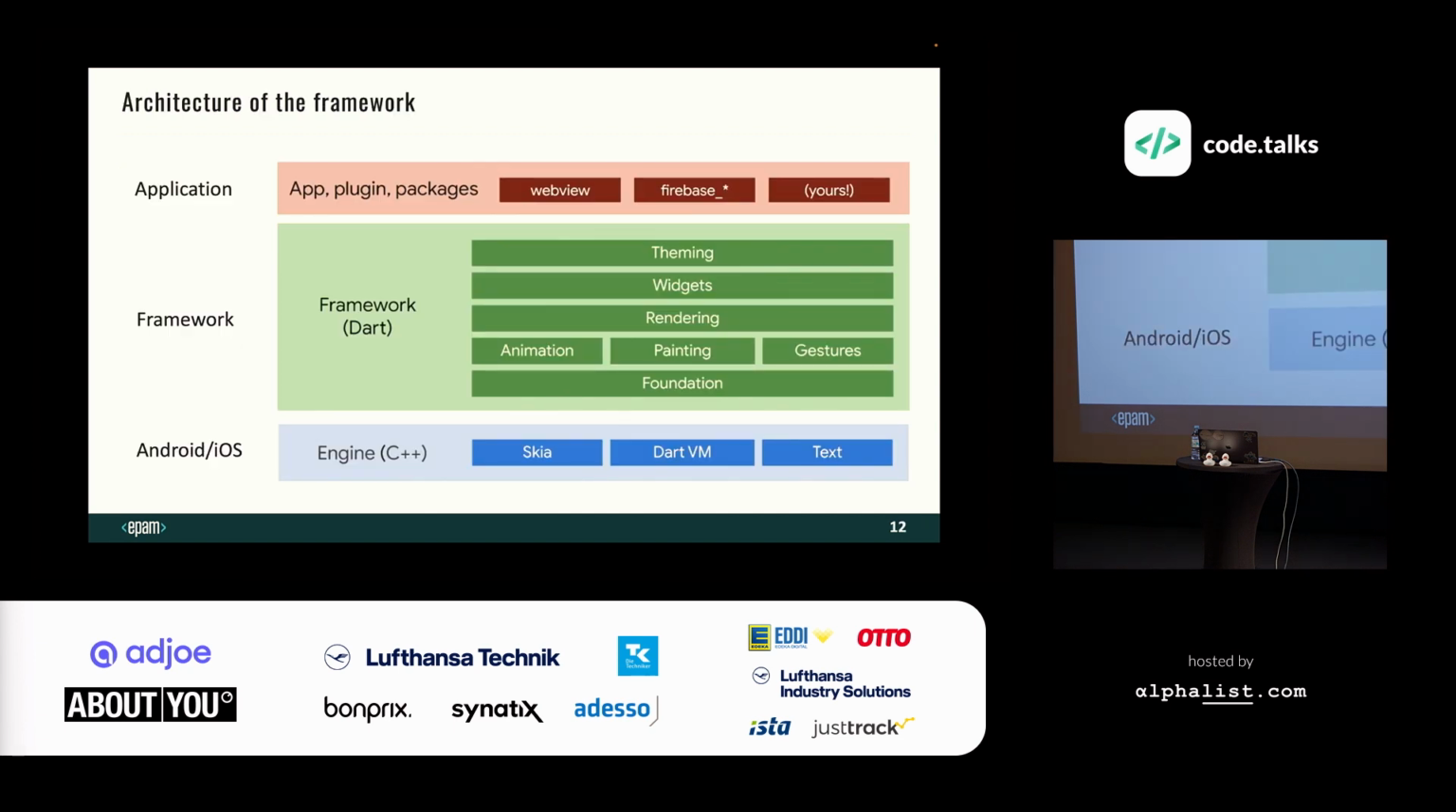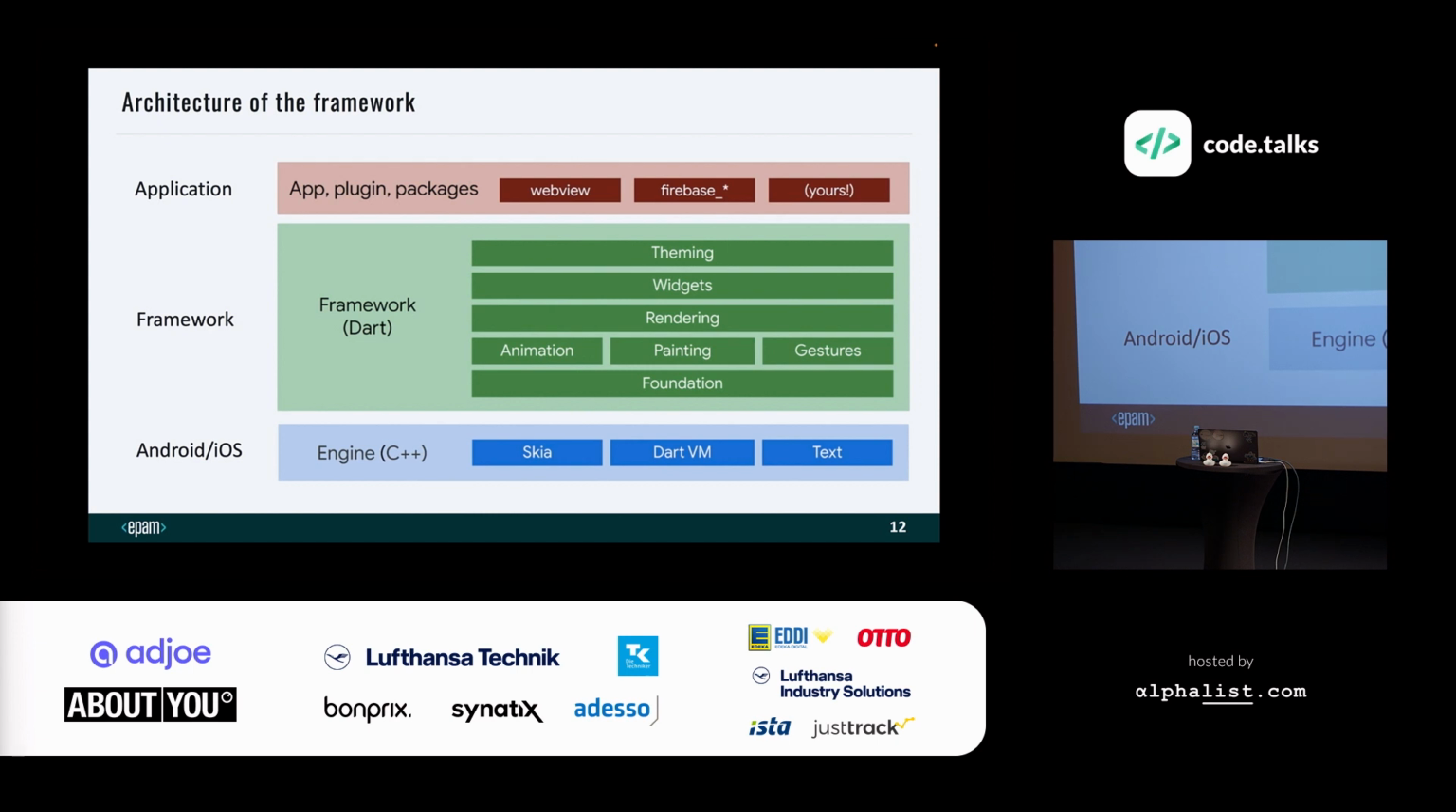And if you take a look at this architecture scheme of the Flutter framework itself, on the top there is application code that's implemented by the developer. In the middle is framework code implemented in Dart as well, with widgets, the rendering system, animations, everything. And the low level is the engine level, implemented in C++.